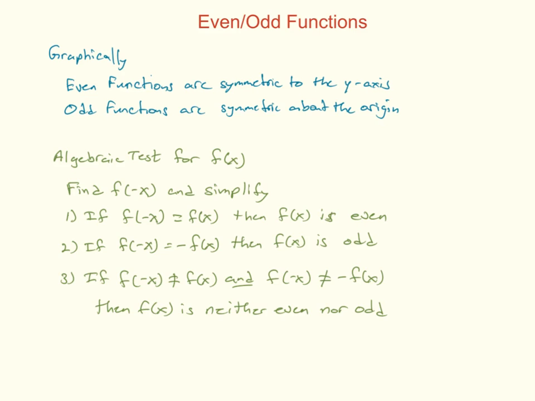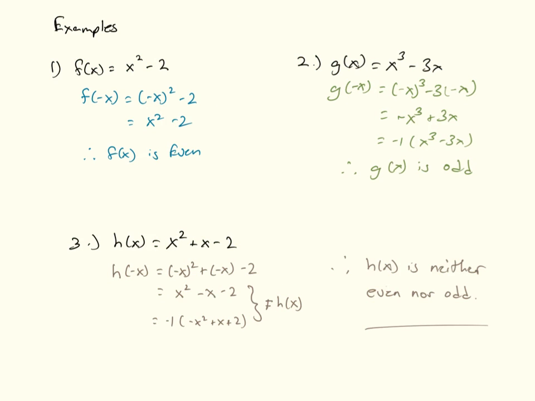Let's take a look at a couple examples. In this first example, my f of x is x squared minus 2. What I did is I replaced f of the opposite of x. I put negative x in for the variable, so I have the opposite of x, squared, minus 2. Now when I square that, it's going to give me x squared minus 2, which is what I started out with, so I know this is even.